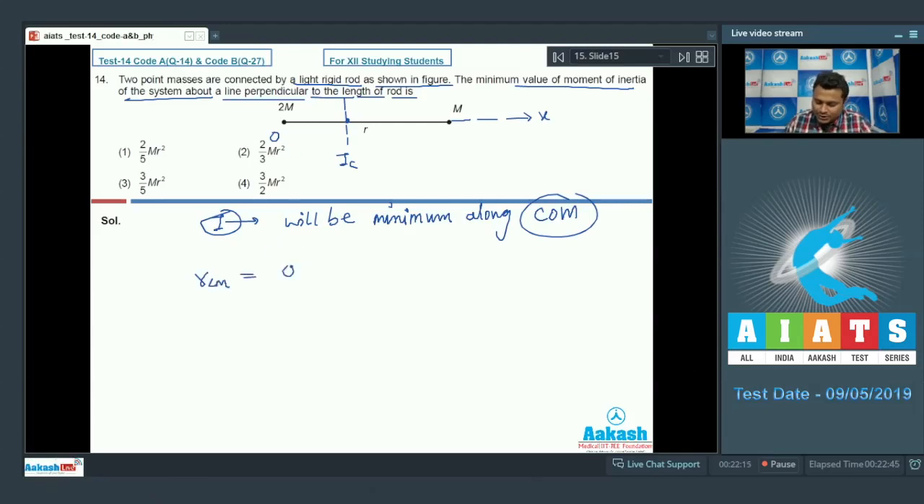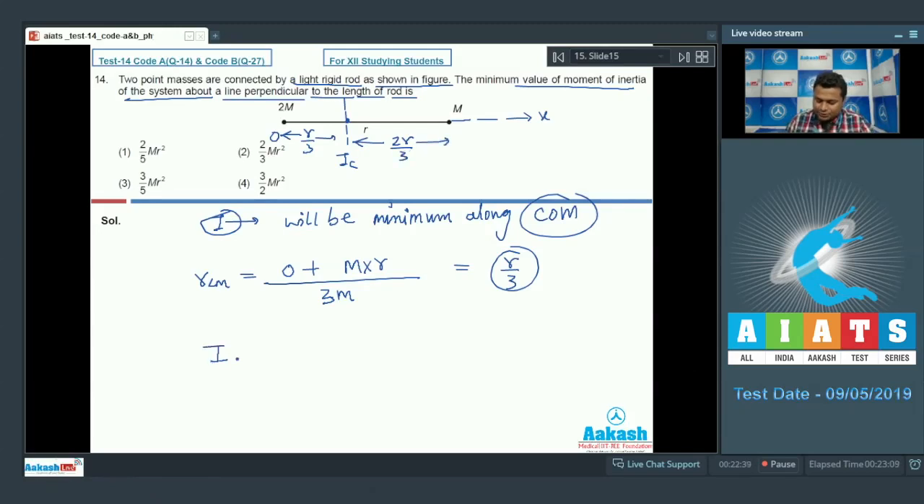So RCM will be M1x1, that is 2m into 0, plus m2x2, that is m into r, divided by the total mass, that is 2m plus m, 3m. So R by 3 is where the center of mass will lie. So this is R by 3, and this must certainly be 2R by 3.